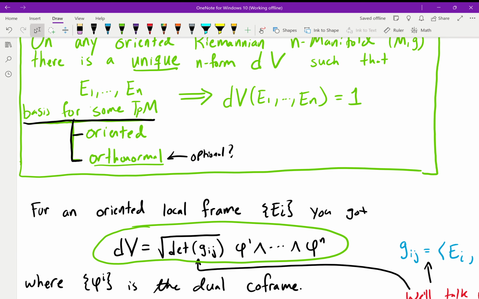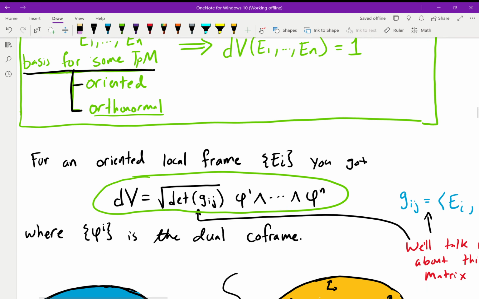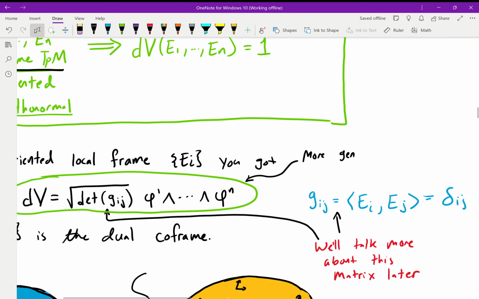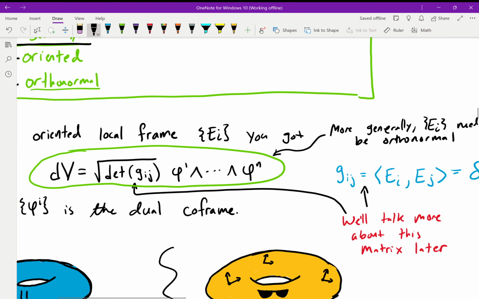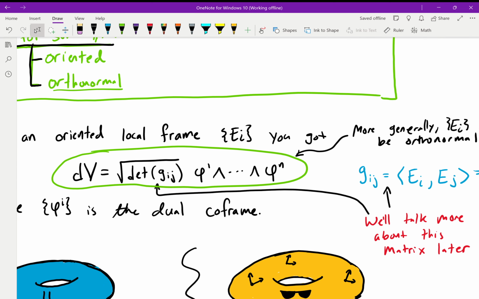This is something that's special to oriented and orthonormal. Oh, I see. So in the more general case that I'm describing down here, this coordinate expression you have holds for any local frame, not just orthonormal. Gotcha. So more generally, the e_i need not be orthonormal, so that it evaluates the root determinant. Oh yeah, in that case, yeah. Otherwise, the determinant would just be 1, and then that would be irrelevant. Okay, great. That makes more sense.